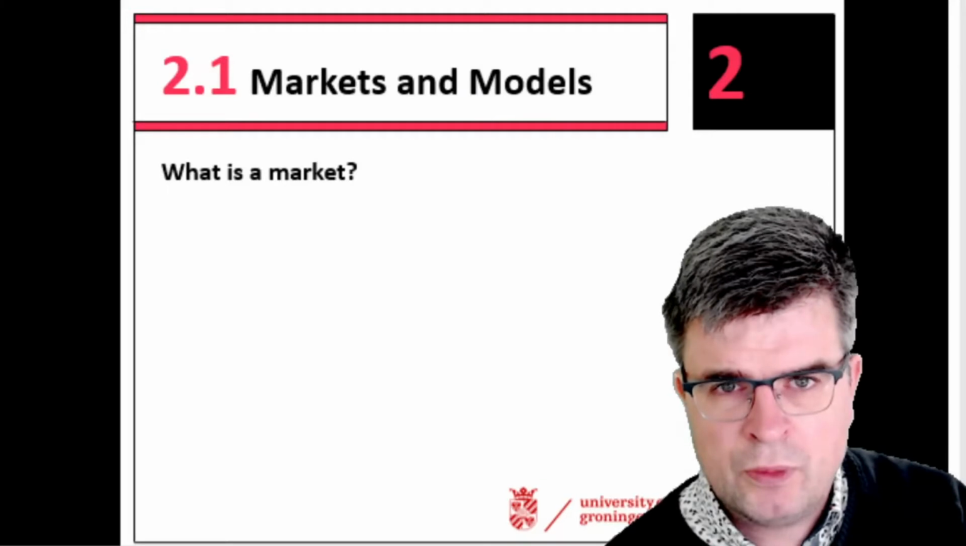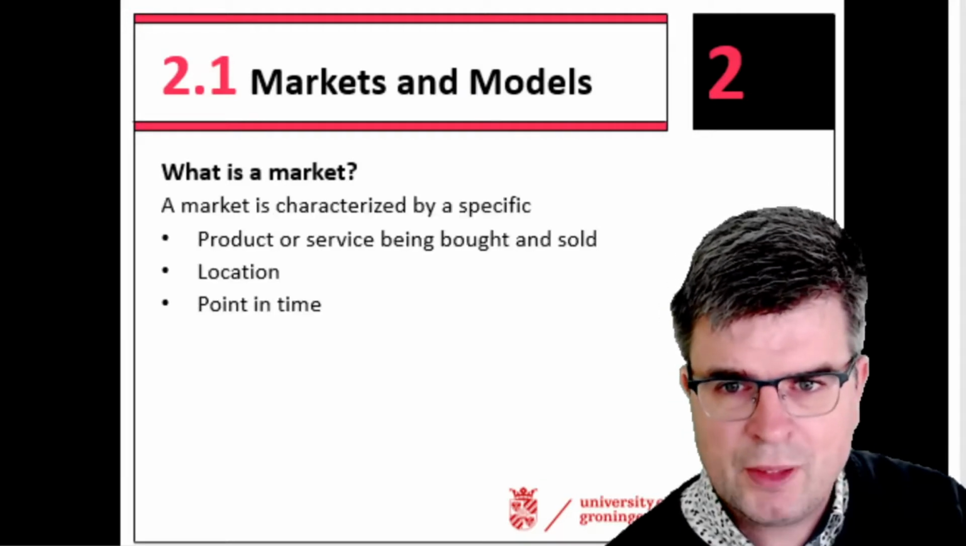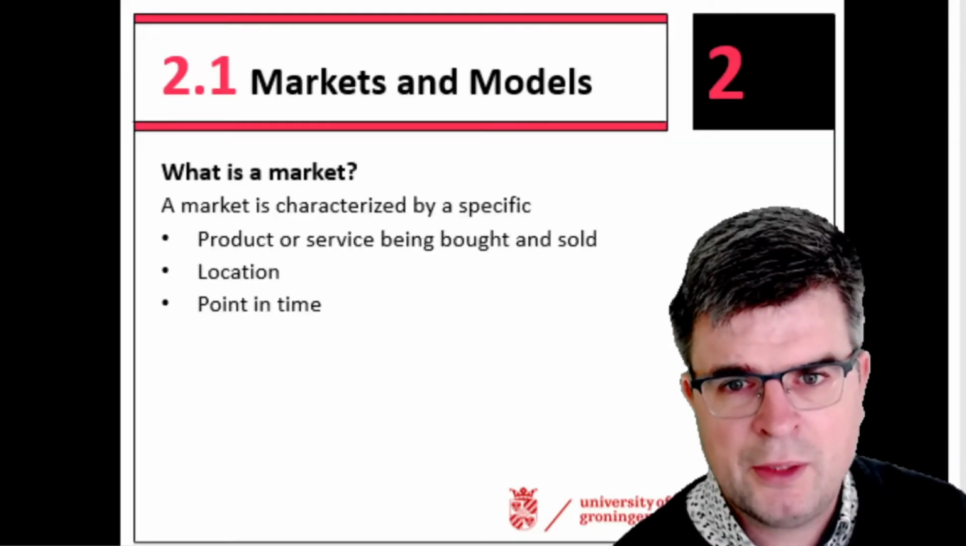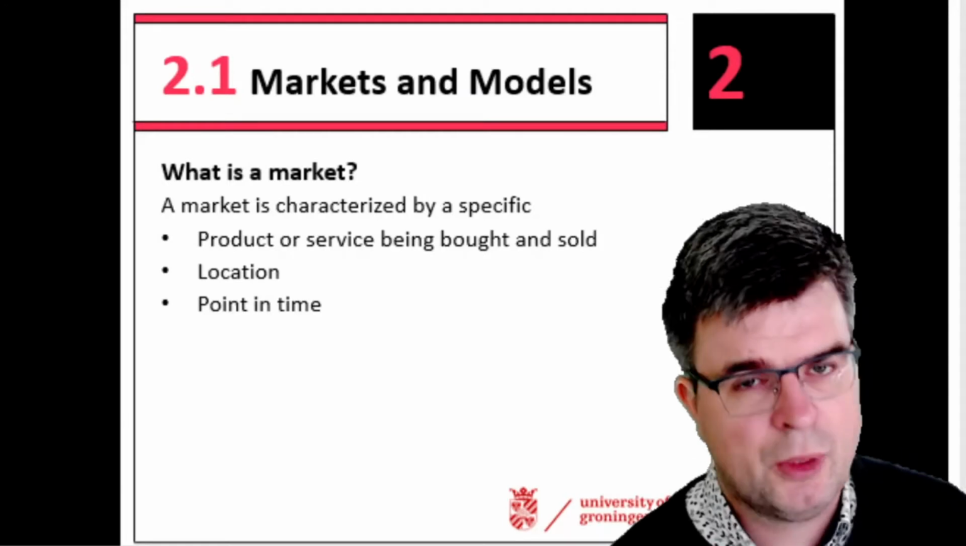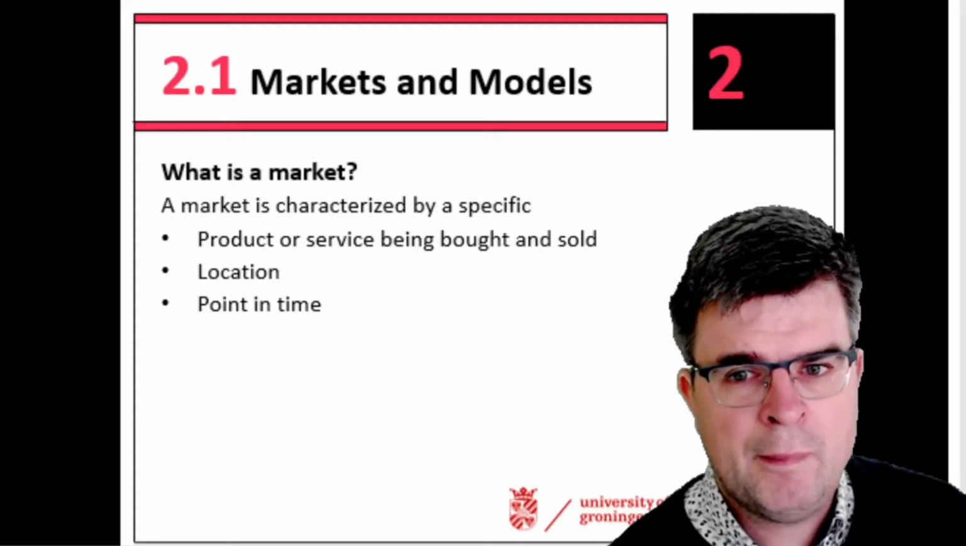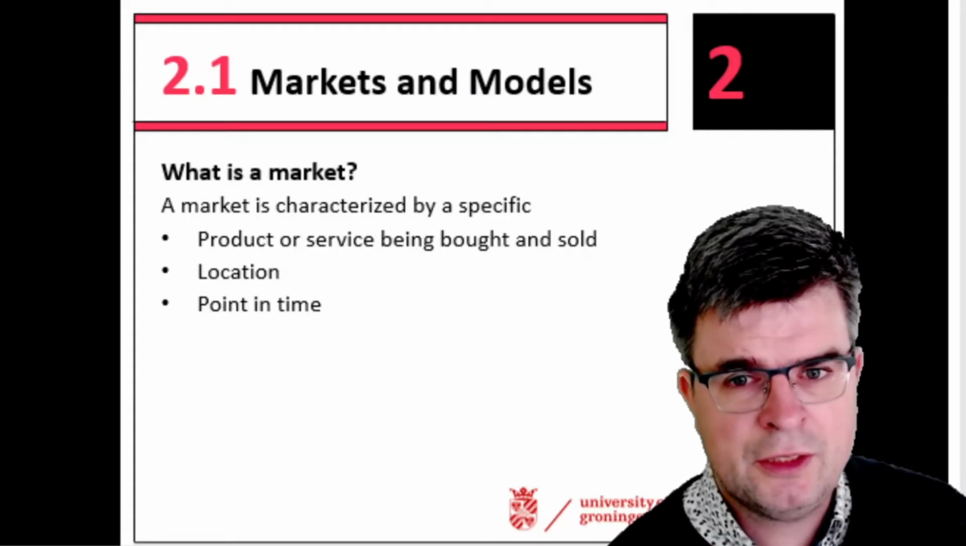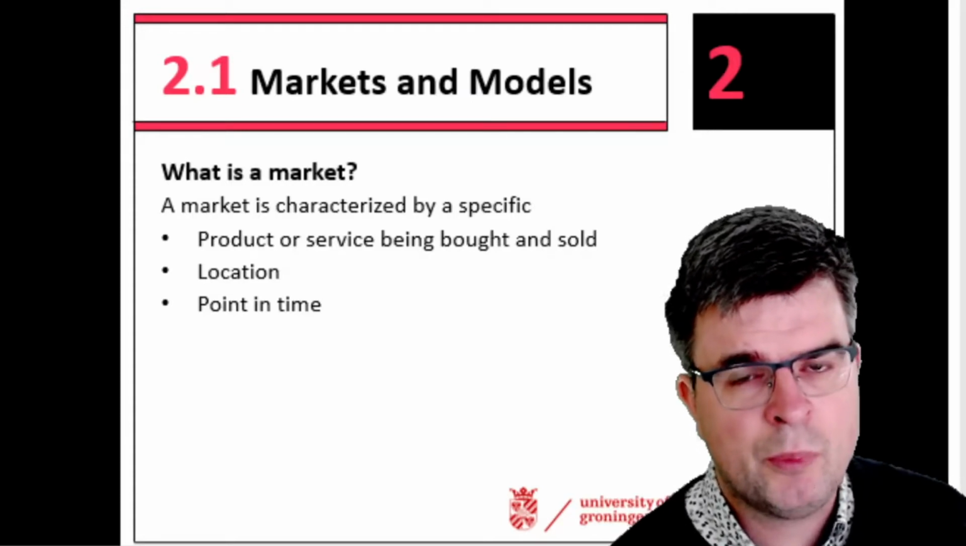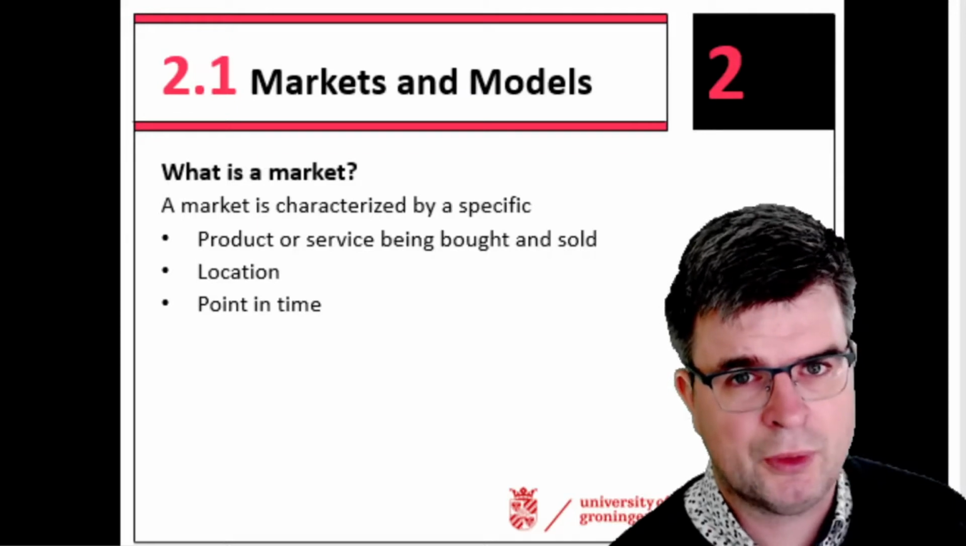So, to start, what is a market? Now, a market is characterized by a number of features, which is, okay, what product or service is being sold on the market, at what location is the product sold, and in which point in time is the product sold.